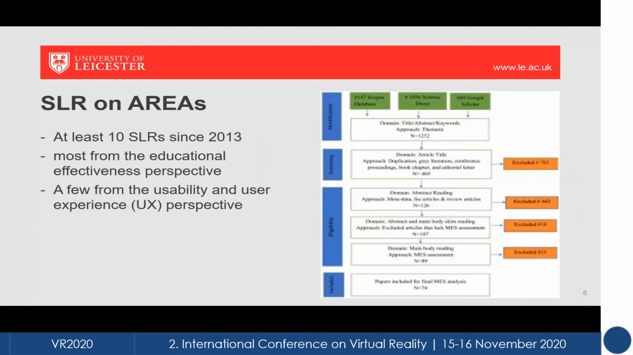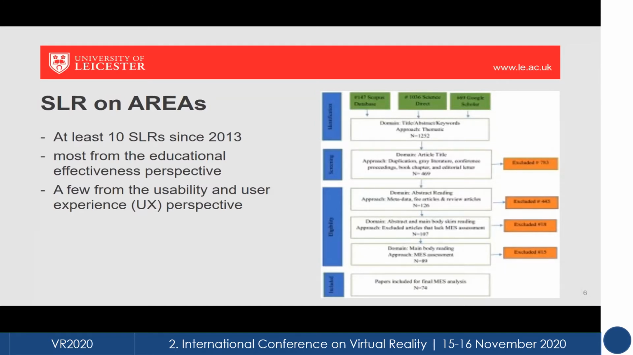Also, since 2013, many researchers have tried to get a hang of what is going on in this particular area. So several systematic literature reviews have already been undertaken since 2013. But most of these systematic literature reviews are from the educational perspective. Of course, it's because they talk about educational applications.